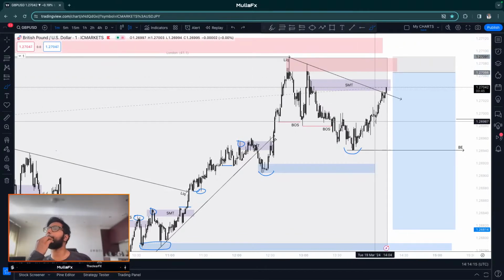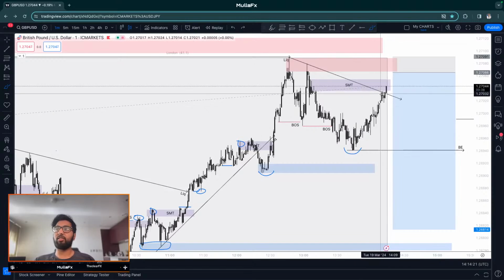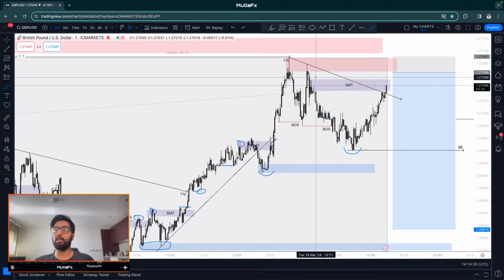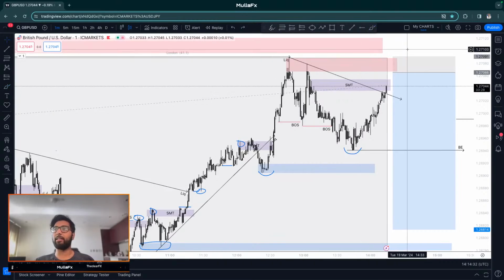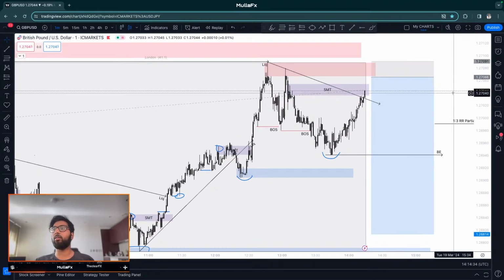So you can clearly see, smart money traders try to sell here, gave them that move. Now it's going to stop them out. It's going to stop a lot of smart money traders out because they are trading over here. Stop loss was all over here. But what I need to see is a confirmation.